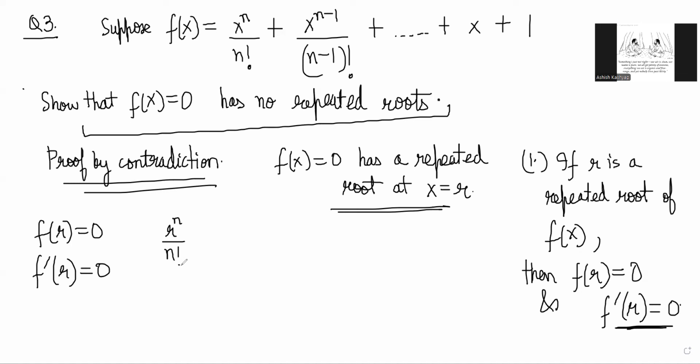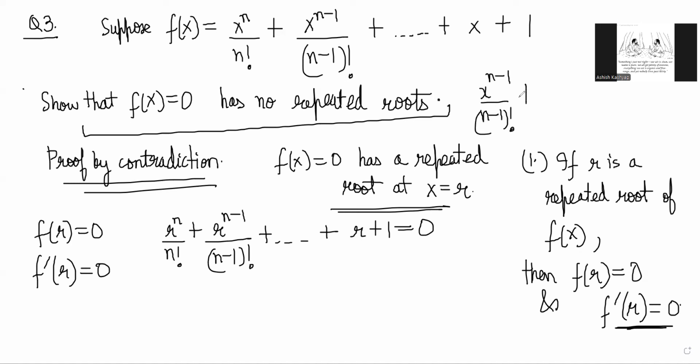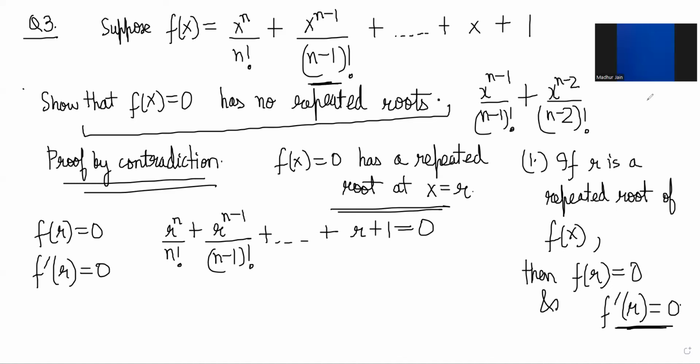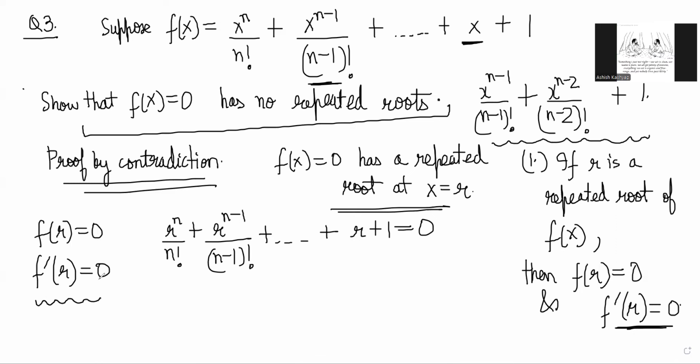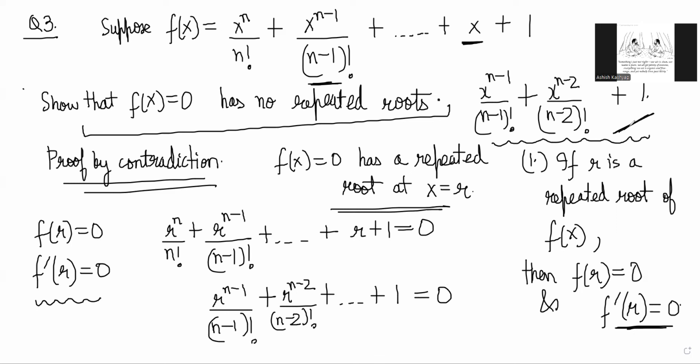So let's write f of r. f of r is r power n by n factorial plus r power n minus 1 by n minus 1 factorial, so on till r plus 1, is 0. What is the derivative? Let's do the derivative here. The first term becomes x power n minus 1 by n minus 1 factorial. Second term becomes x power n minus 2 by n minus 2 factorial, and the last term becomes 1. This is my derivative. In the derivative, if I put r, I will get r power n minus 1 by n minus 1 factorial plus r power n minus 2 by n minus 2 factorial, and it will go on till plus 1 equals 0. Correct?